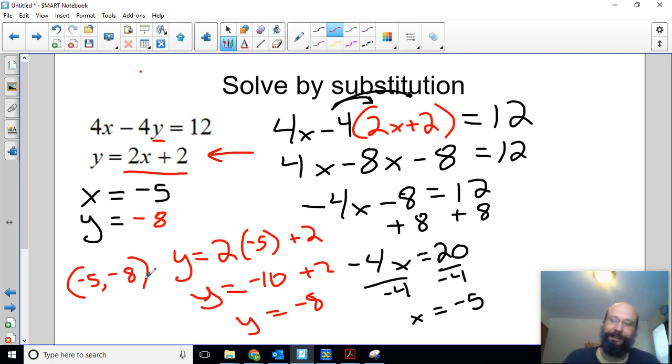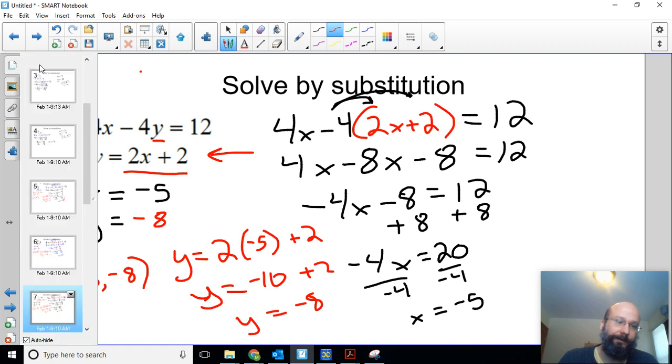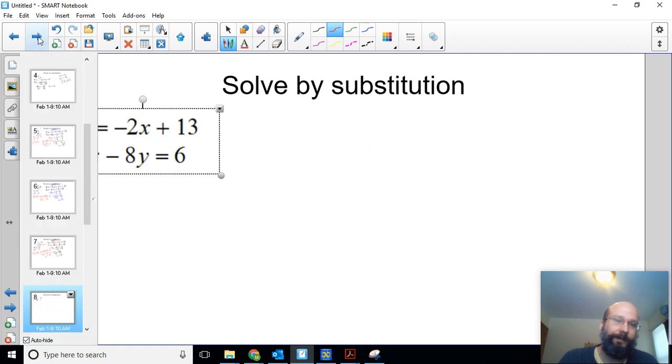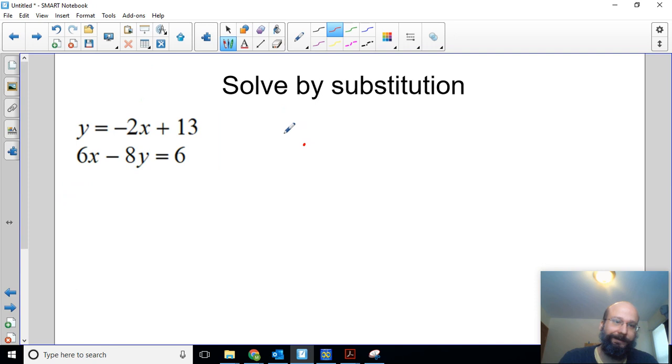All right, that's substitution. And again, it helps if you know how to solve multi-step equations, which you should know. And then it's just setting it up. All right, let's do another one. Let's do, do I want to do another one?